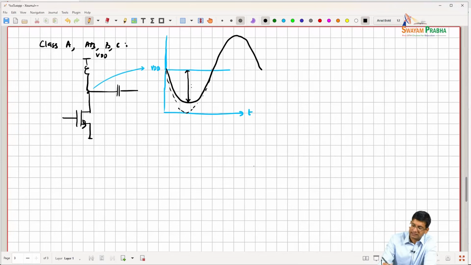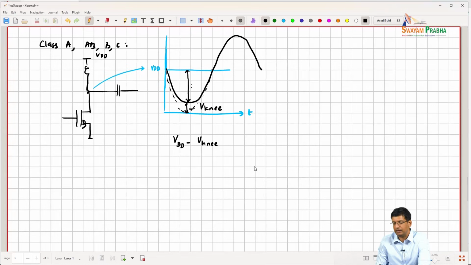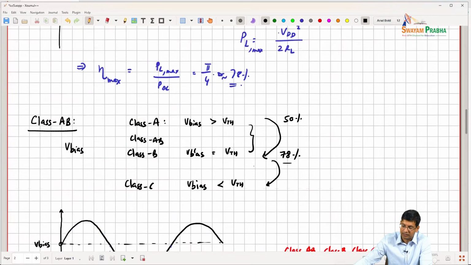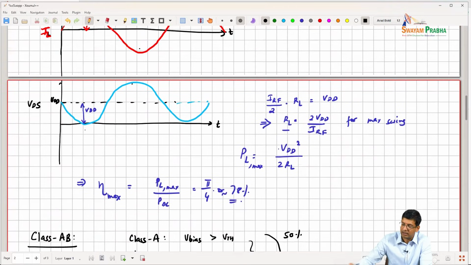In practice that does not happen. So in practice there is a minimum voltage that you can go to. So that is V knee, right. So then basically my swings become limited to VDD minus V knee. So in all those equations, for example, where I try to find out what the best case RL is, I have to replace 2 VDD by 2 VDD minus V knee, right.